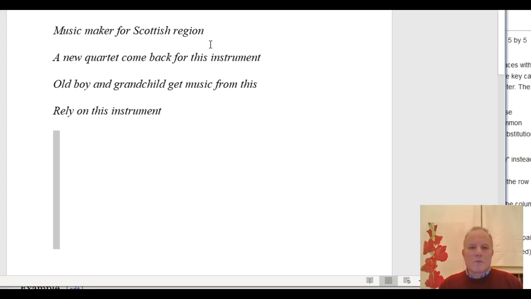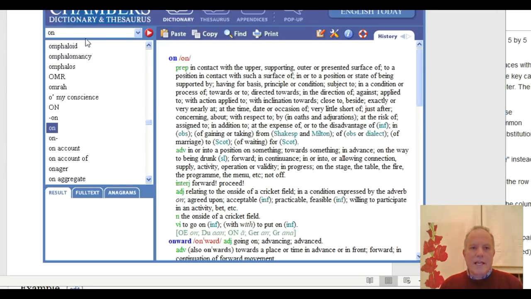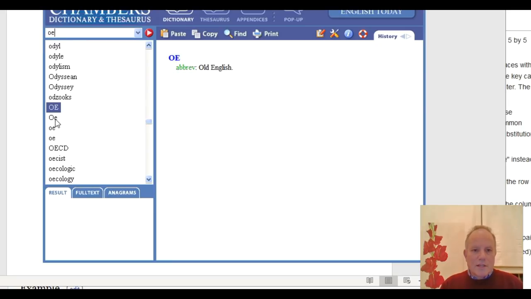Music maker for Scottish region, a new quartet come back for this instrument. Old boy and grandchild get music from this and rely on this instrument. Well, none of these are easy. It was a hard puzzle, but if you know certain words that crop up regularly from the depths of Chambers, but that get used in crosswords, there is a way to get a bit of a handle on this. So old boy, that's often OB, that's an official abbreviation in Chambers, and grandchild can be OE. So let me just show that to you in Chambers.